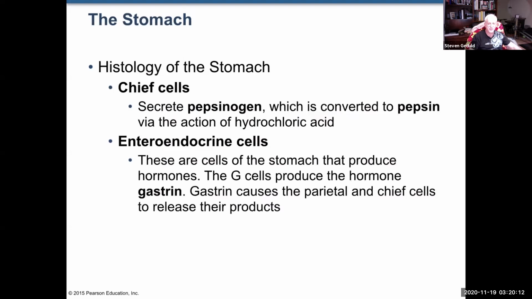Okay. So the chief cells secrete pepsinogen with hydrochloric acid. It gets converted to pepsin. Pepsin starts to break down the amino acid chains, the proteins. The enteroendocrine cells, these are cells of the stomach that produce hormones. The G cells produce a hormone called gastrin. Gastrin causes your parietal cells and your chief cells to release their products. So they cause the parietal cells to release hydrochloric acid and intrinsic factor, and the chief cells to release pepsinogen, which gets converted to pepsin by the hydrochloric acid.